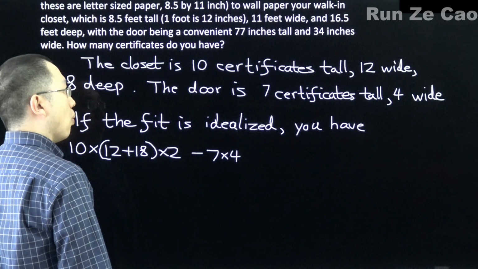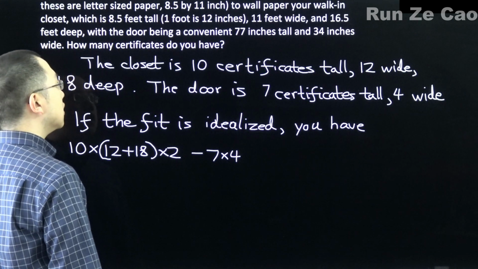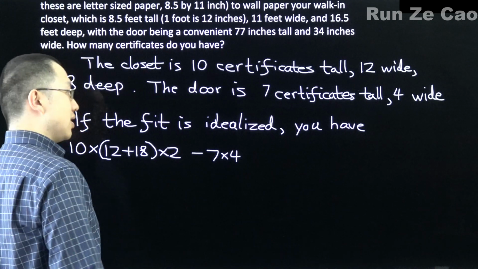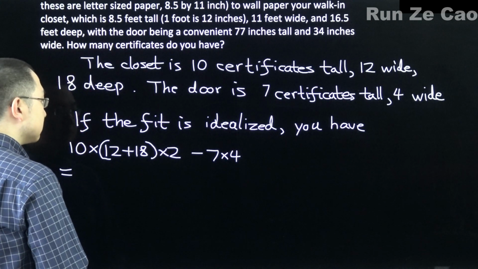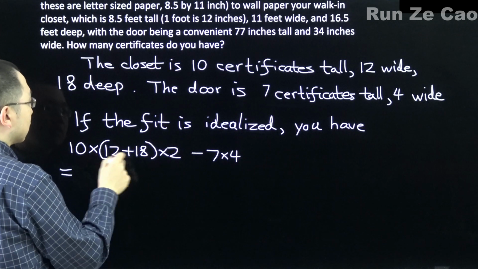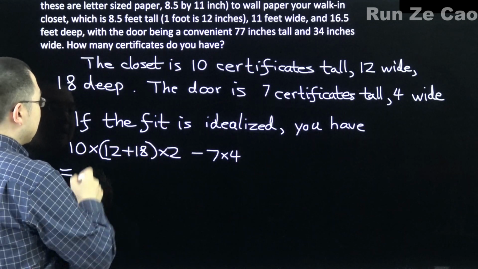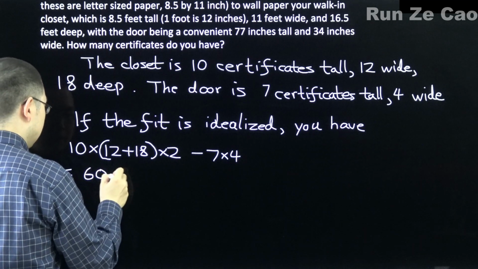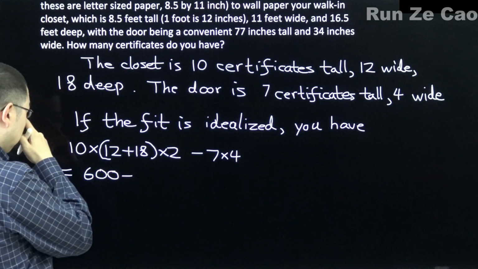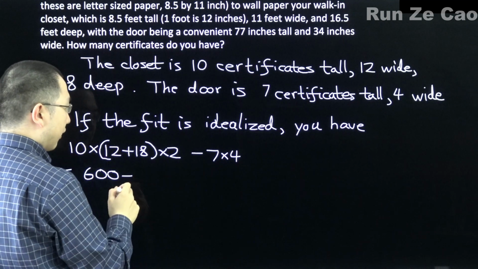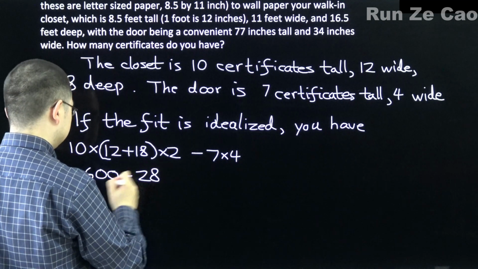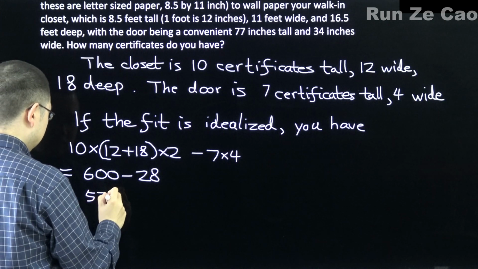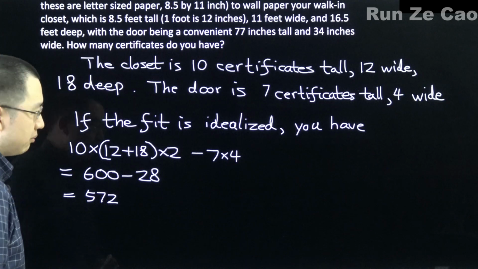Whoa. Wait a second. There's a problem. What is the problem? Well, I'll tell you in a sec after we calculate this. So 12 plus 18 is 30, and then times 20 gives us 600 certificates minus 7 by 4, so 28, which comes out to 572 certificates. This is rather an impressive number.